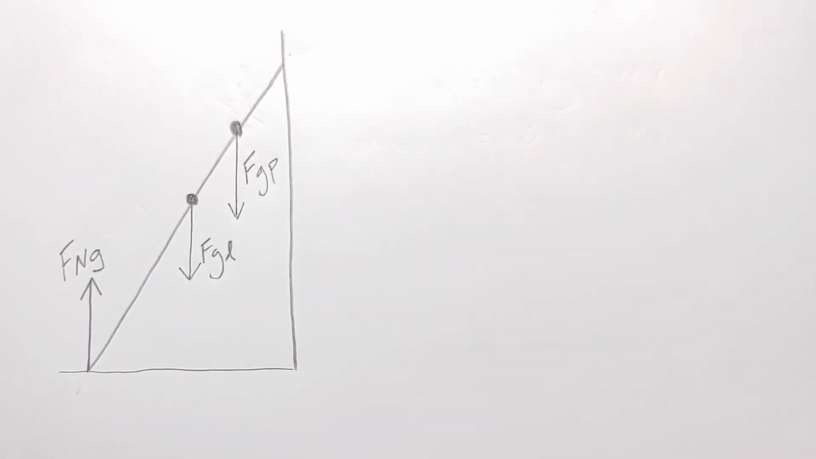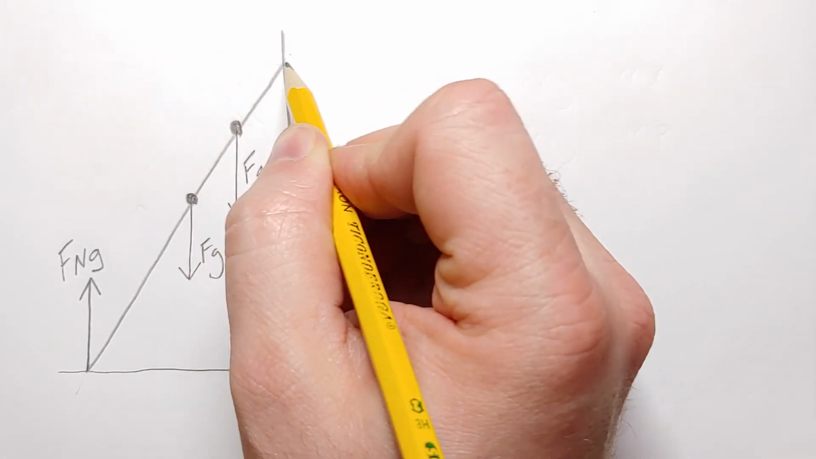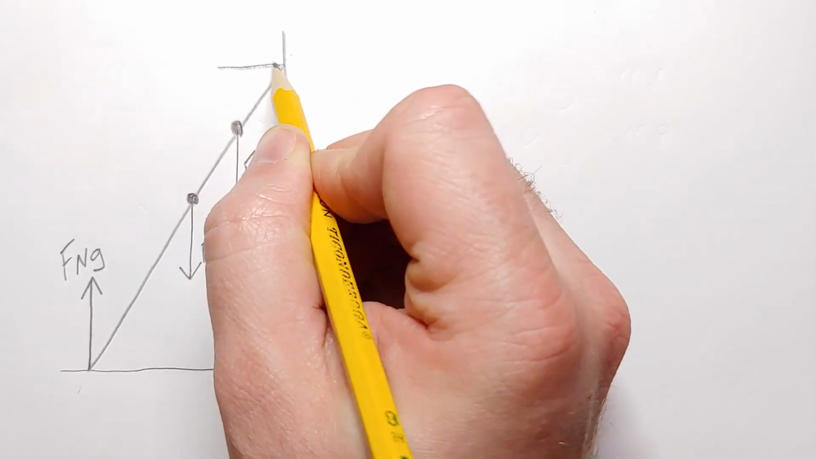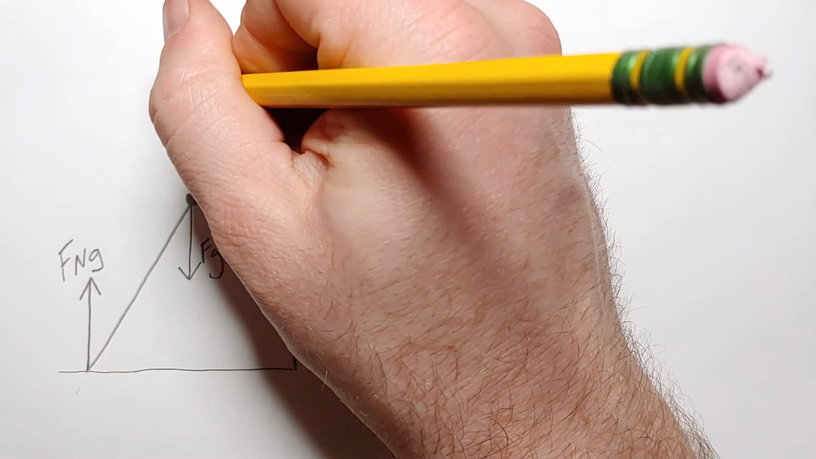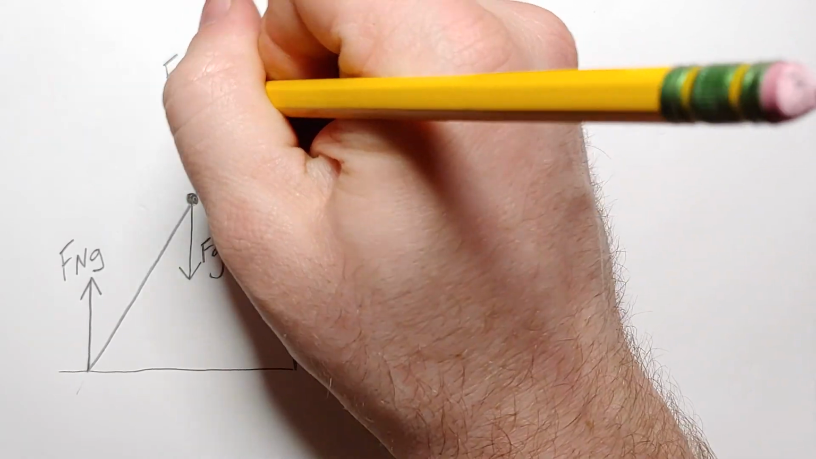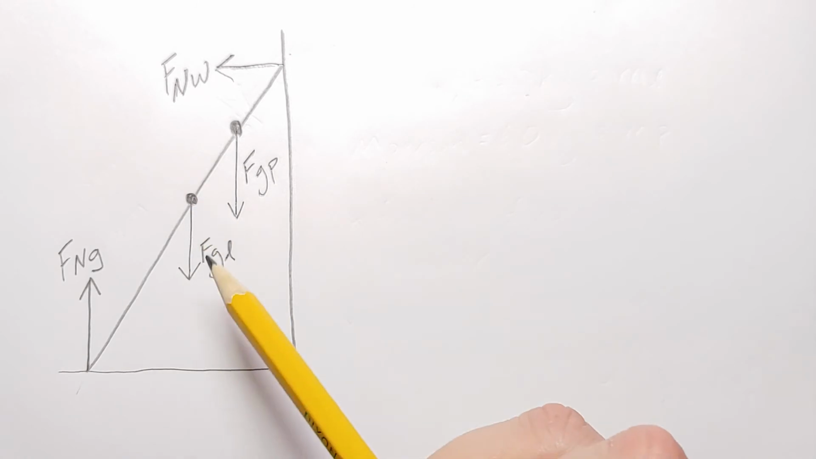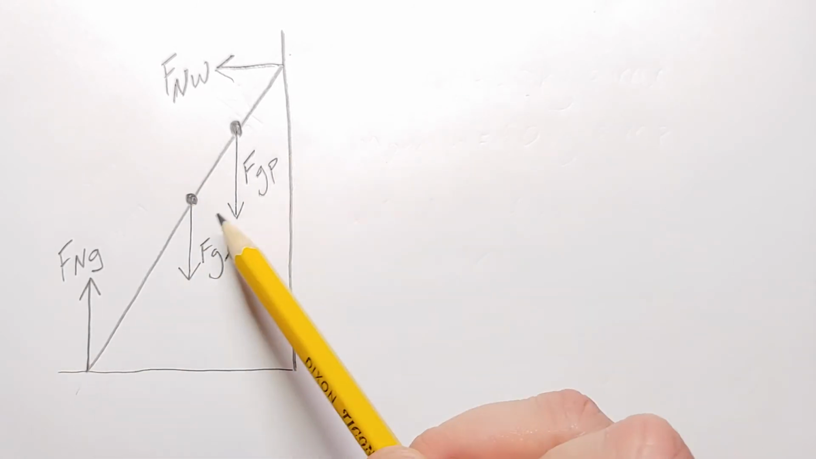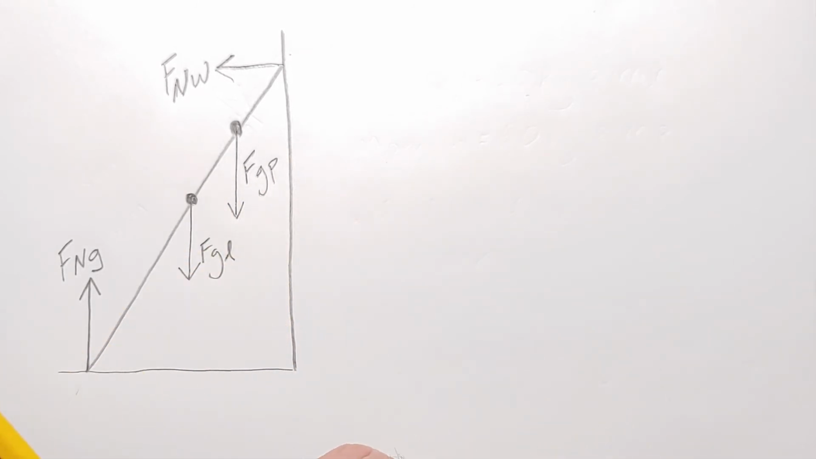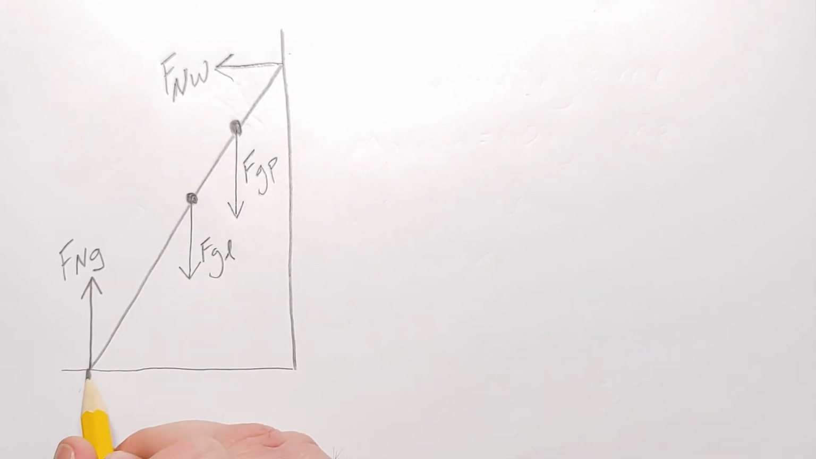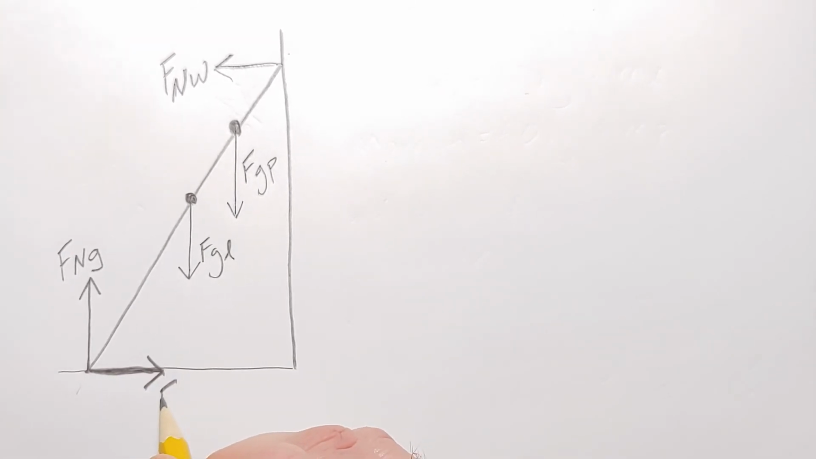I'll call that FNG, to differentiate that from the wall, which is also going to be pushing outwards with a normal force. So we'll call that FNW. And then there should also be some friction with the ground. If there was no friction, we can imagine the ladder would just slip that way. And so the friction must be pulling this way to keep the ladder from slipping. And so there's got to be a force of static friction here.